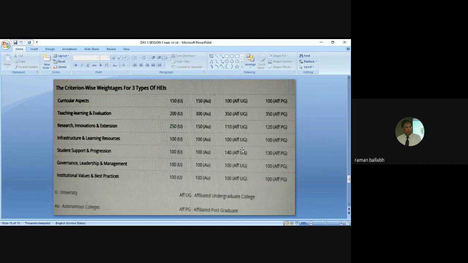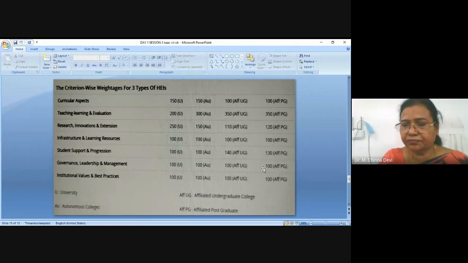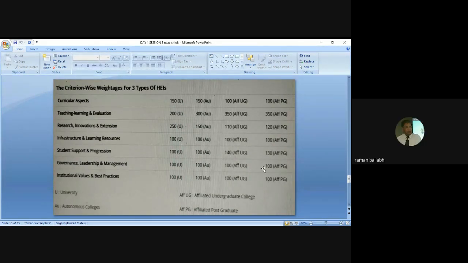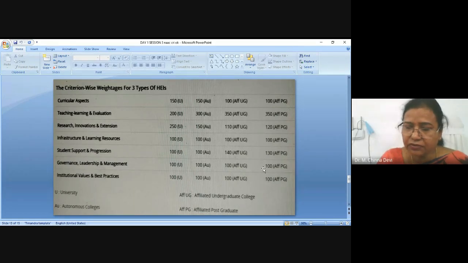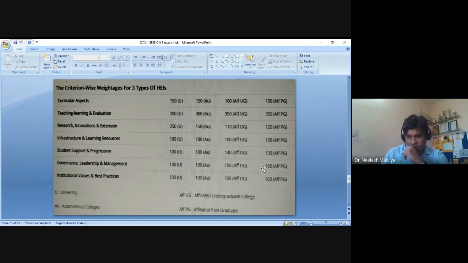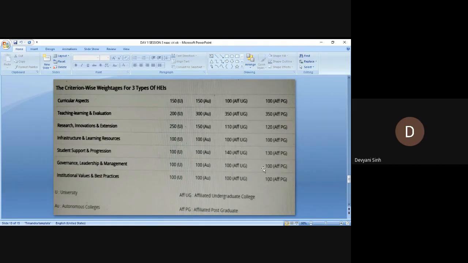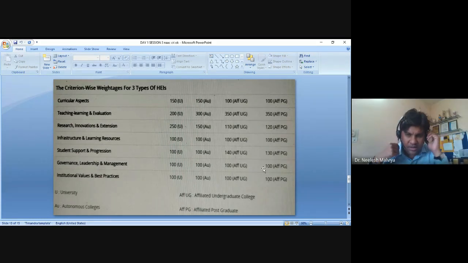So in every criteria, there is a preferential difference depending upon the quality of your institution. Am I clear to you? Yes, sir. Now, it is the mandate. Absolutely clear, sir.